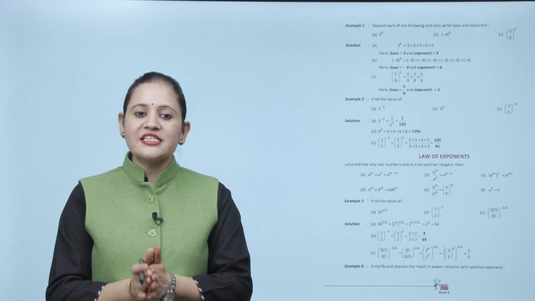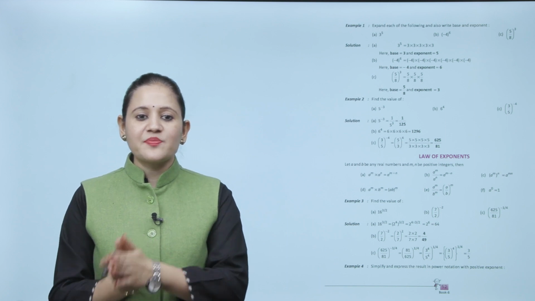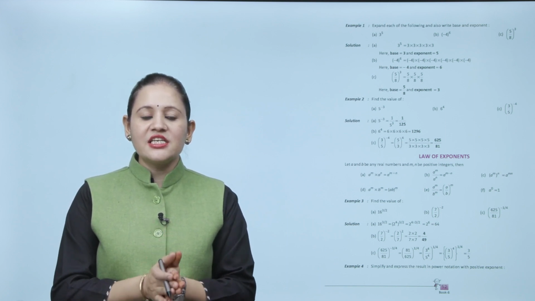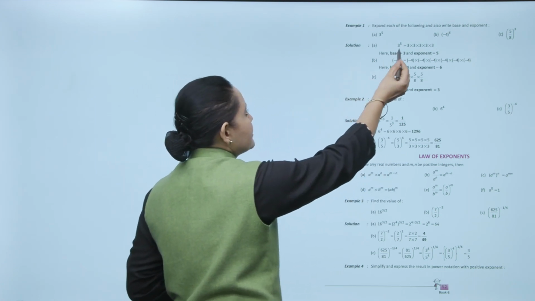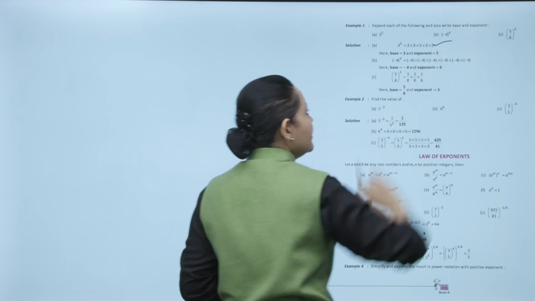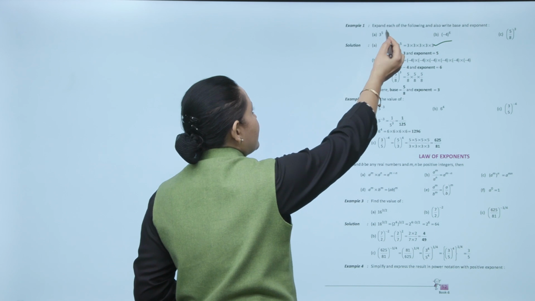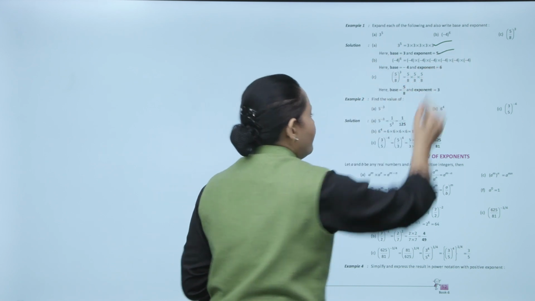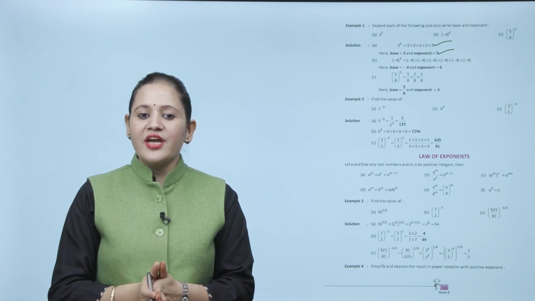Now we will take an example: expand each of the following and also write the base and exponent. First is 3 to the power 5. We can write 3 to the power 5 as 3 into 3 into 3 into 3 into 3, 5 times 3. So here the base is 3 and the exponent or power is 5. Clear? Next, laws of exponents.